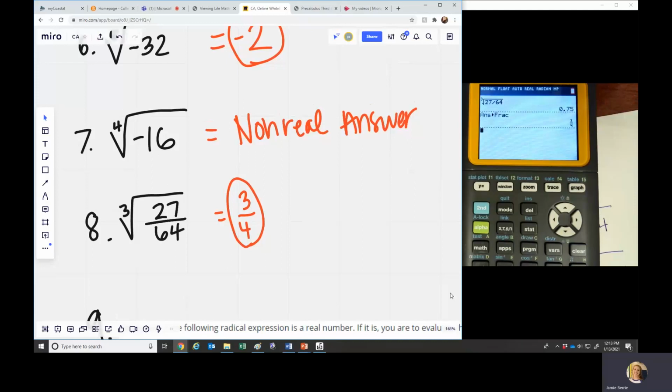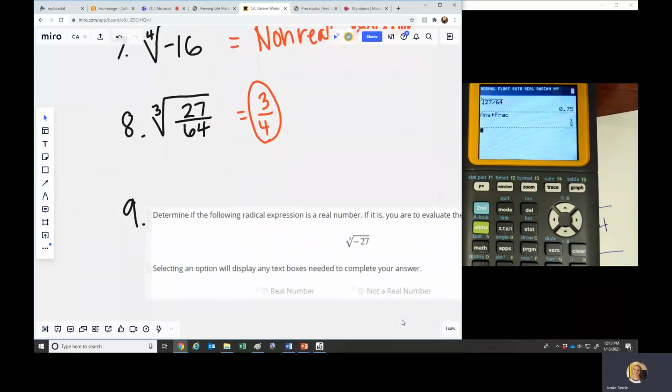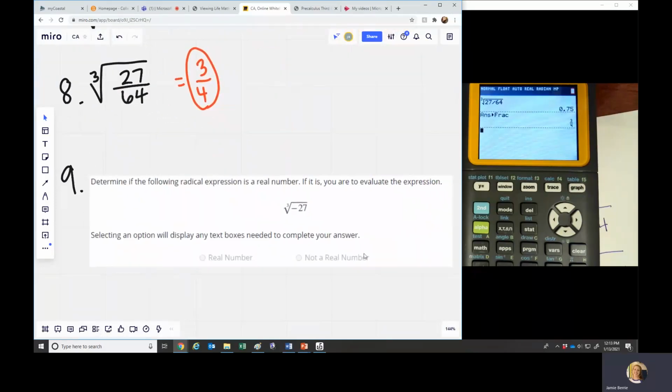All right, and then I wanted to show you this example here. I just copied this straight out of the homework. I was getting a little lazy. I didn't want to write it all out. It says, determine if the following radical expression is a real number. If it is, you should evaluate the expression. And then it says, select an option to display the text boxes needed to complete your answer. So we'll just circle whichever one it is.